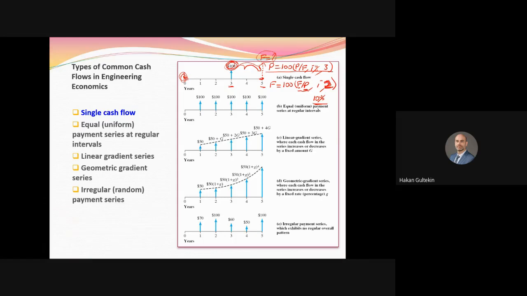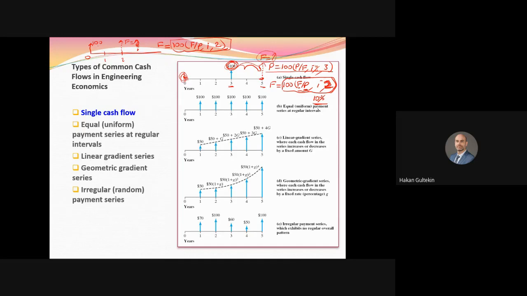Okay? And now you can ask this question. Let's assume that we have a cash flow of 100 at time 0, and we want to find its equivalent value at time 2. Then let's write the formula. F will be equal to 100 future given present, interest rate is I, and the number of periods is 2. Now look at this formula and look at this formula. As you can see, they are identical, exactly the same.